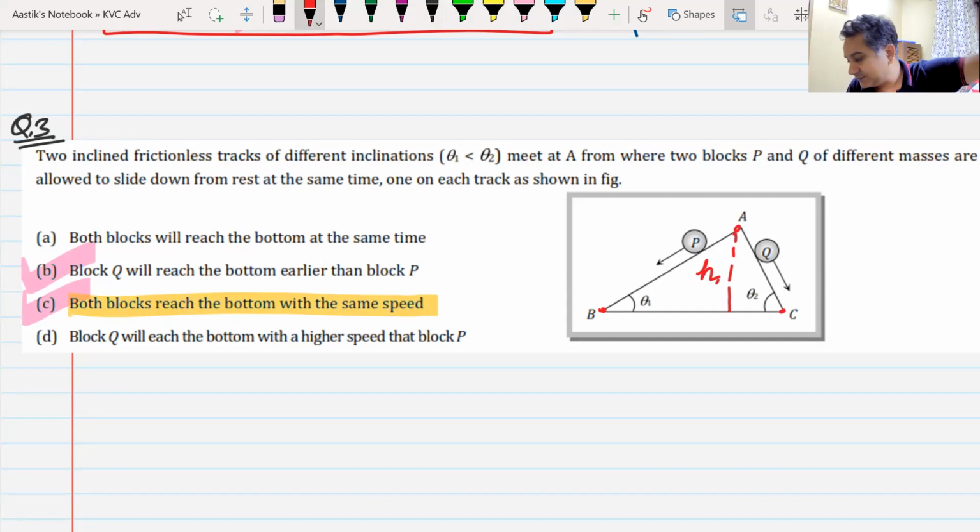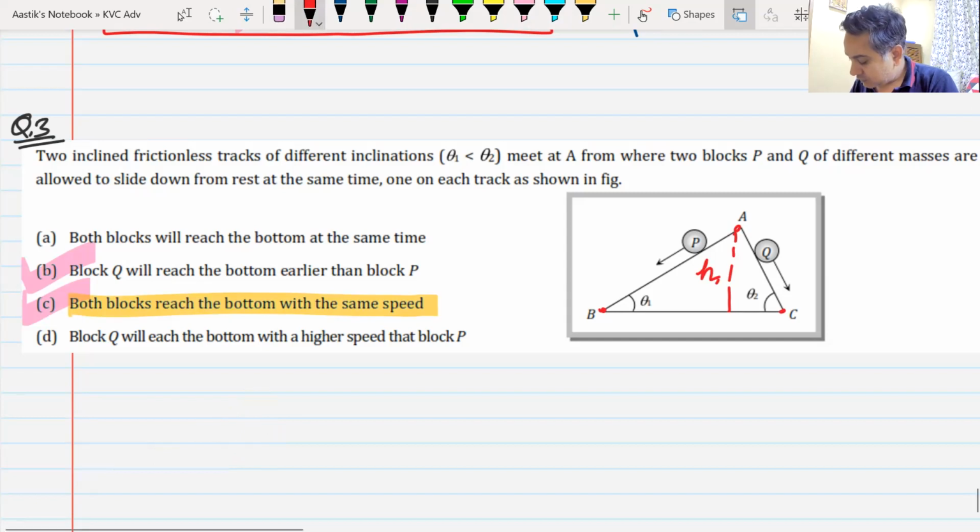Yes or no? Now, then there are two options. Both will reach at the same time, or whether anyone will reach earlier. Now, how do you find which one reaches earlier? Which one has more inclination? Remember, these are the small things that you remember.